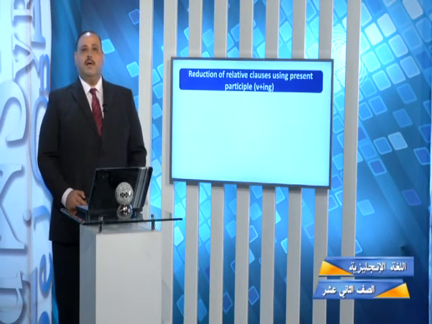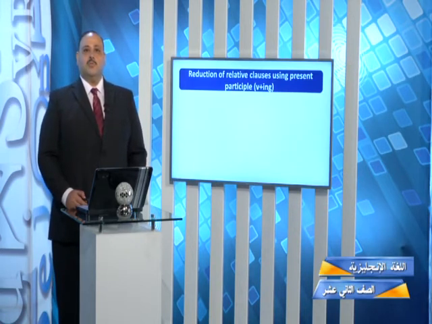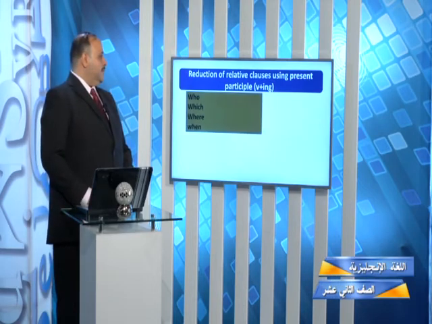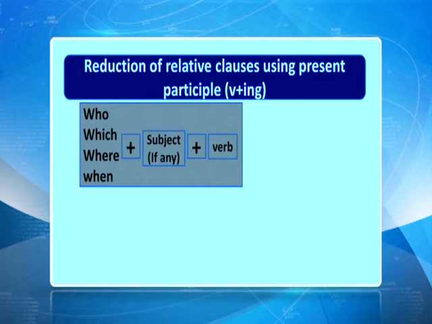If you remember, an adjective clause or a relative clause normally starts with, what do you think? It starts with, yes, a relative pronoun, like who, which, where, and when. What else? It is normally followed by a subject, if any. When I say if any, it means you can find a subject, or sometimes there is no subject. And then after the subject, we have the verb.